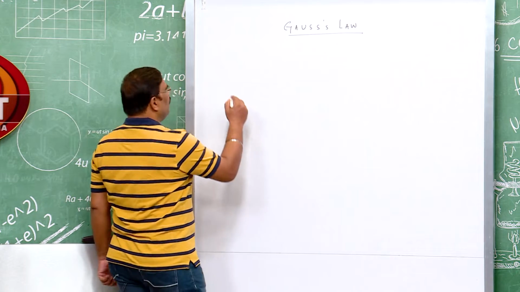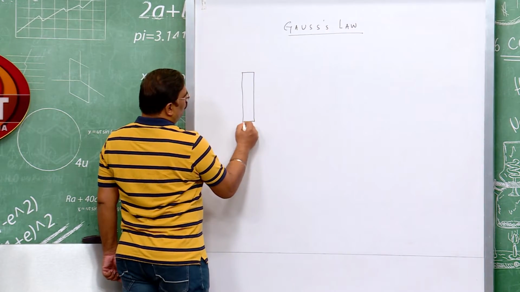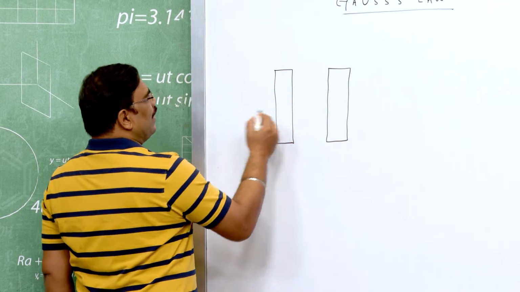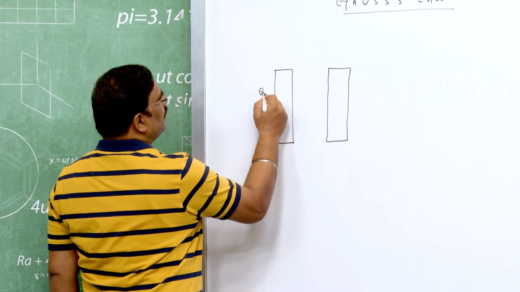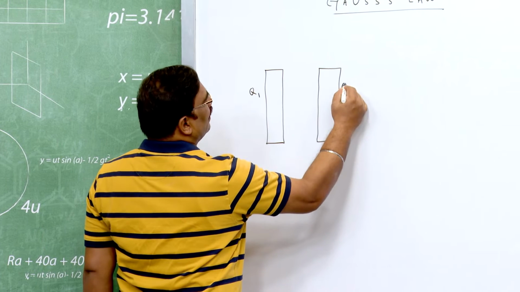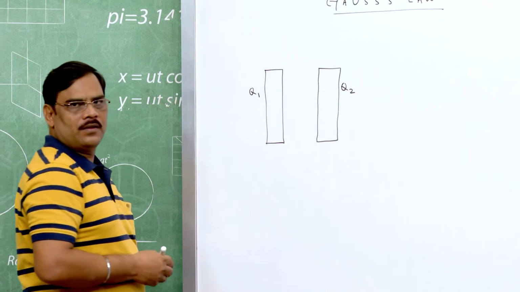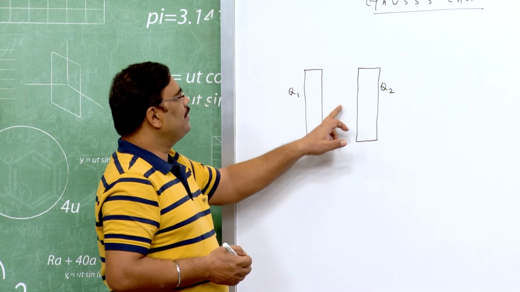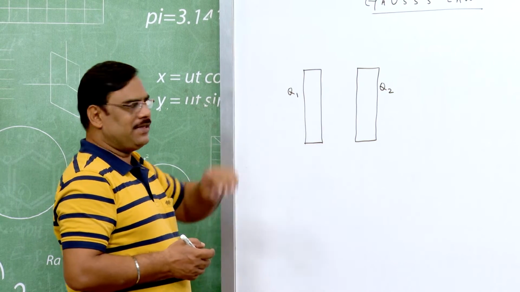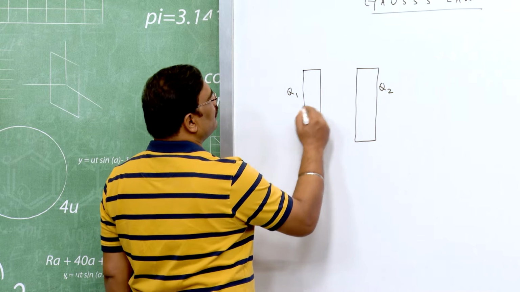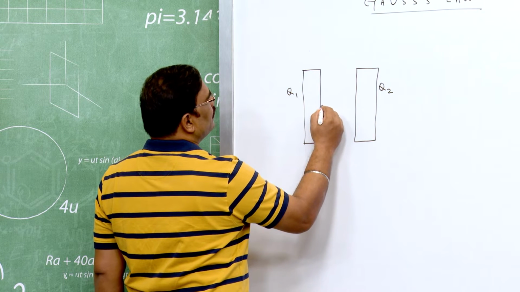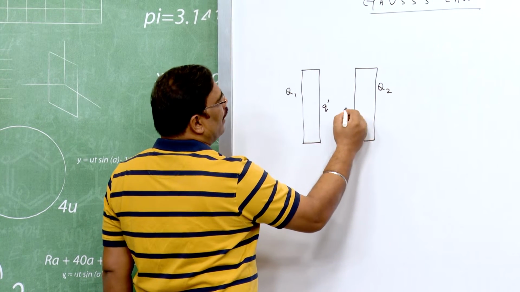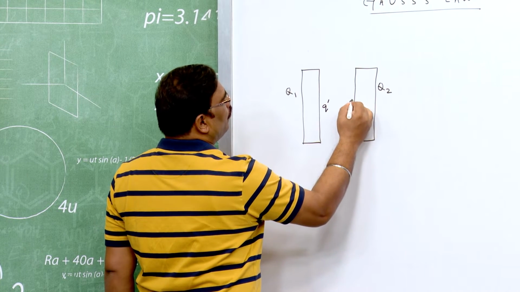Suppose we have two conductors. One of the conductors is given a charge q 1 and the other is given a charge q 2. Now let us try to calculate what are the charges developed on each face of these conductors. These two conductors have four faces. Let this face of the conductor have a charge of q dash, and this one will have a charge of minus q dash.